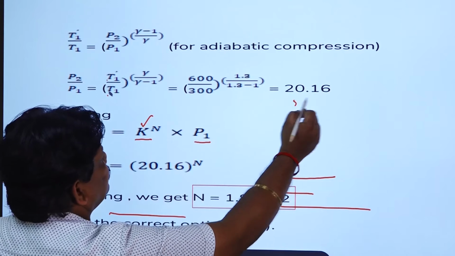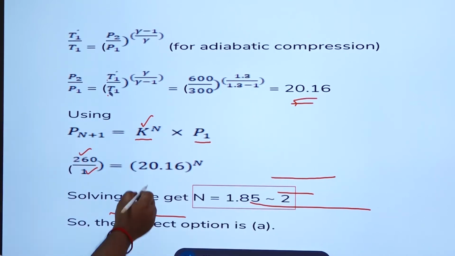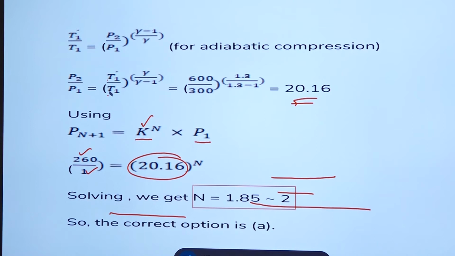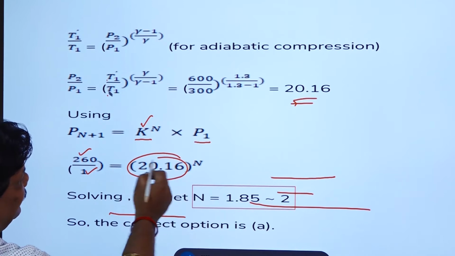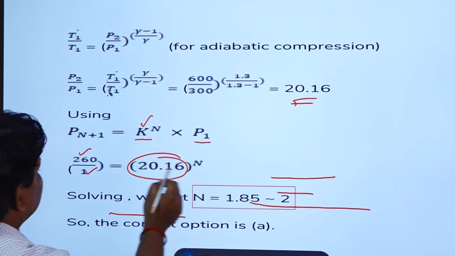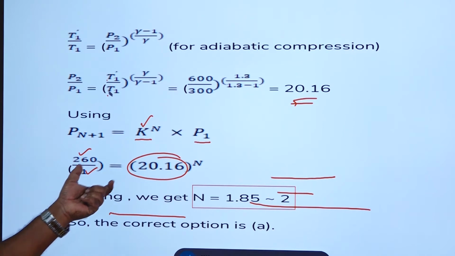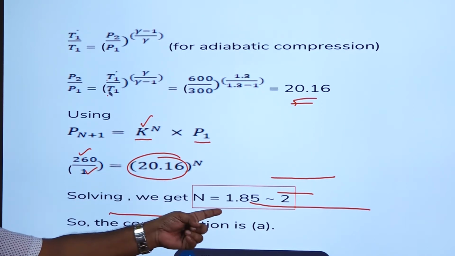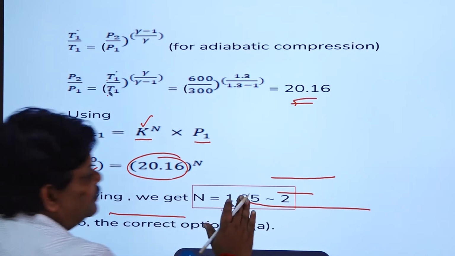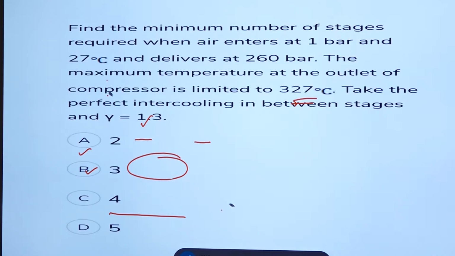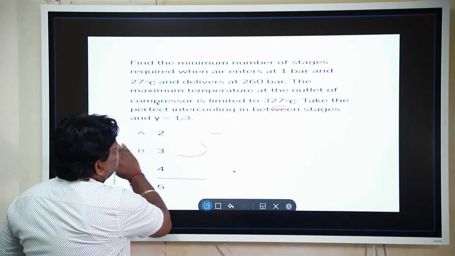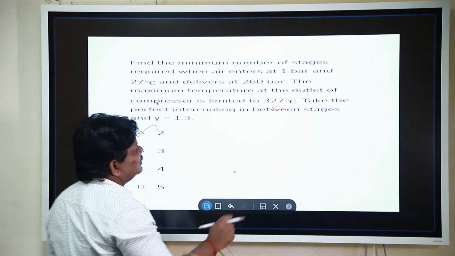So for the adiabatic compression process, you have this value. This is equal to K, that is P2 by P1, that is T1 by T2, which is given to you. So that is K to the power n. Solving this equation, 260 by 1 is equal to K to the power n. You get a value of around 1.85, so you can go to the nearest integer, that is 2. So you can see that the answer is A.